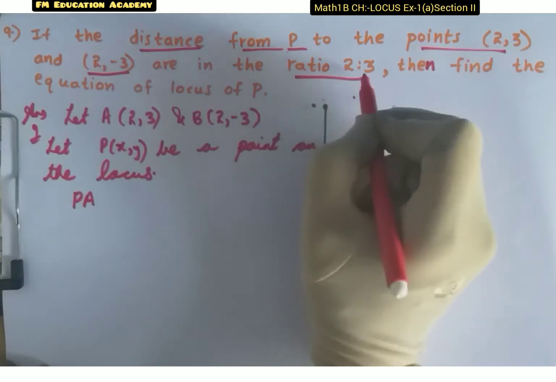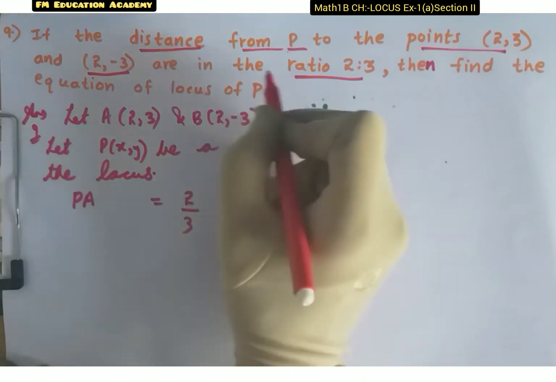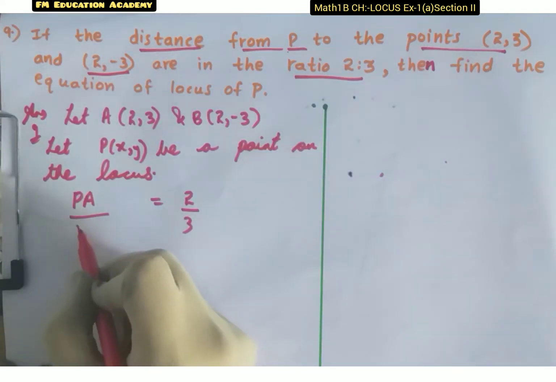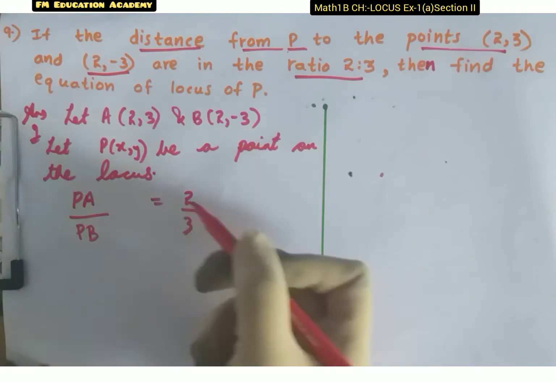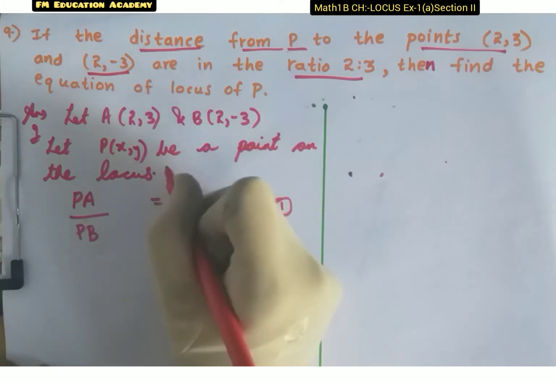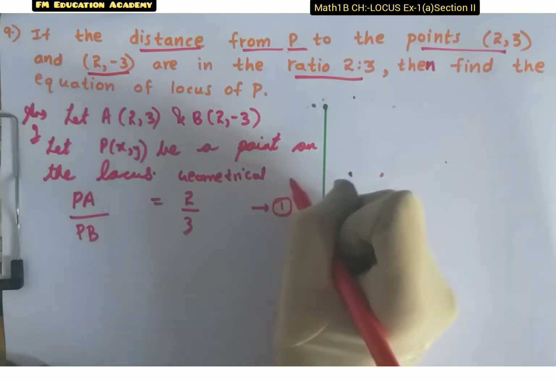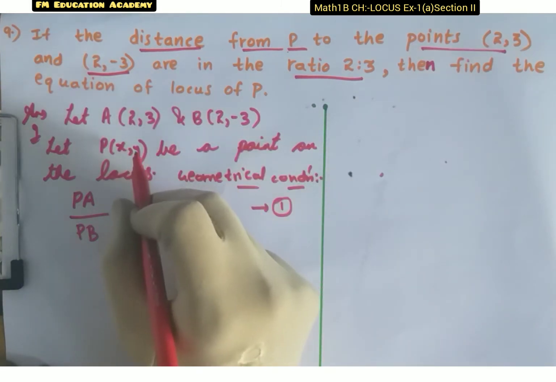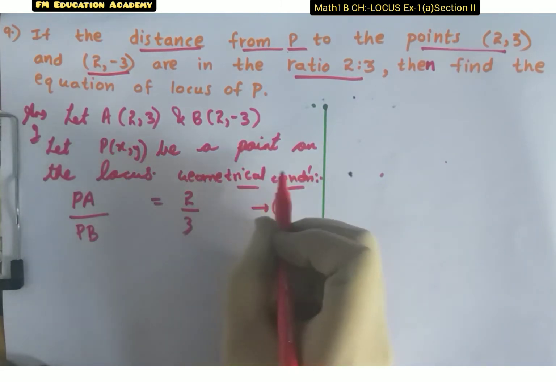Ratio means fraction. So we can say the ratio is given as 2:3, which means PA by PB, the ratio of PA to PB, is 2/3. This is our condition. We can write this as the given geometrical condition. This is our step 1, which is P(x, y) be a point on the locus, and this is our step 2, the geometrical condition.